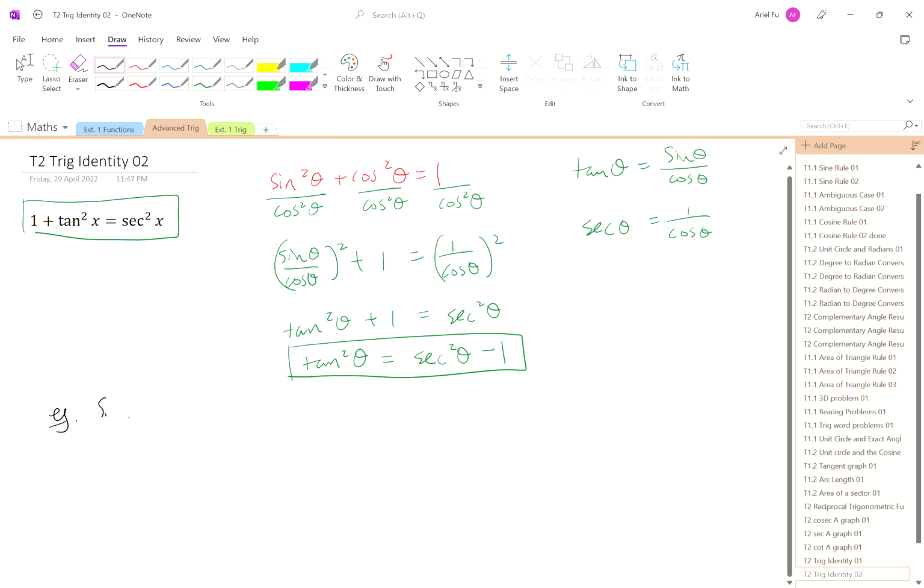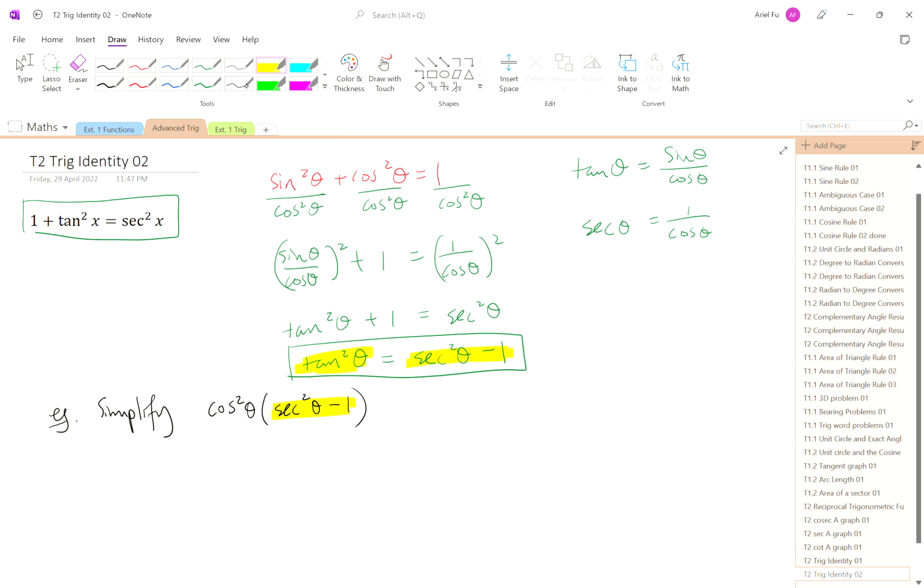For example, if I ask you to simplify, let's say, cosine squared theta times (secant squared theta minus 1). Well, one look at this, I know that secant squared theta minus 1 is tangent squared theta. So I can rewrite this as cosine squared theta times tangent squared theta. But we're not through yet because tangent squared theta can be written as sine squared theta over cosine squared theta.